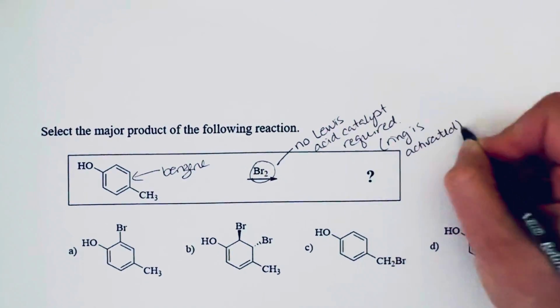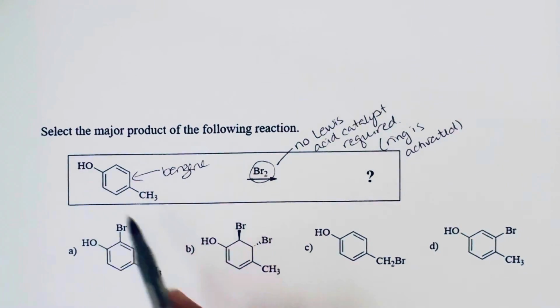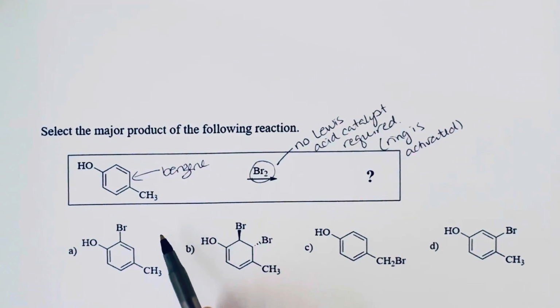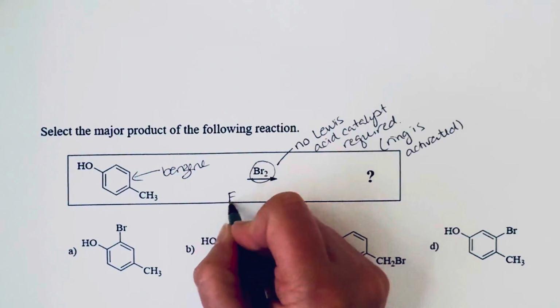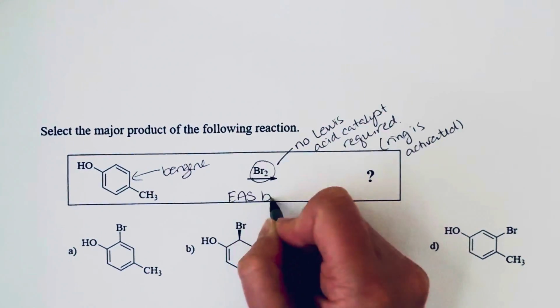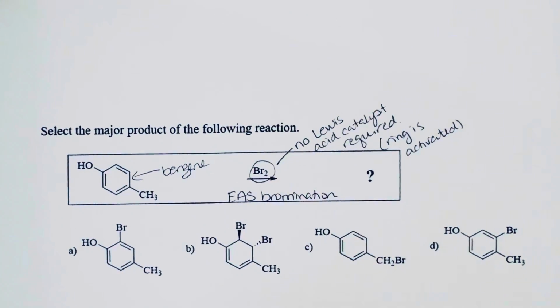And so we know that the ring is activated because what we're seeing is that we've got two electron donating groups on the ring. Okay, so in addition to activating the ring for substitution, and the substitution we're doing is a bromination. This is an EAS bromination reaction. So then the question is, where are we doing that substitution? Where is the bromine going to add on the ring?